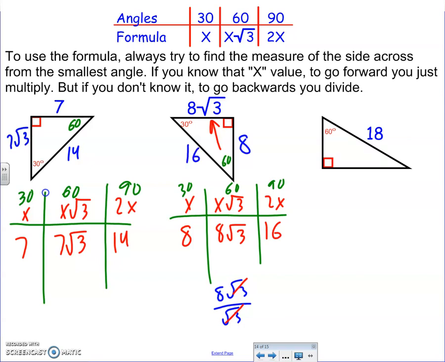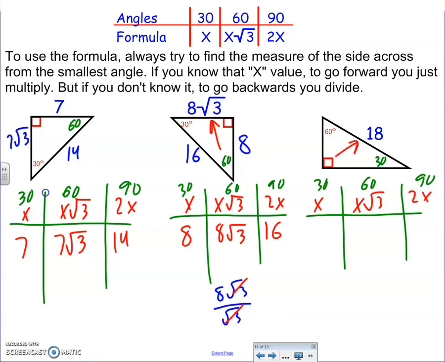And again, don't use the picture. It's not drawn to scale. Just use the angles and the numbers. Right over here, this is a 30, 60, 90. This is 30 degrees. The formula is x, x root 3, 2x. The 18 goes across the 90. Again, I need to know the 30-degree side, so I have to go backwards. I'm going to do 18 divided by 2. That's just 9. So the 30-degree side is 9, and then go forwards. 9 times root 3 will give me this. So this is going to be 9, and this is going to be 9 square root 3.